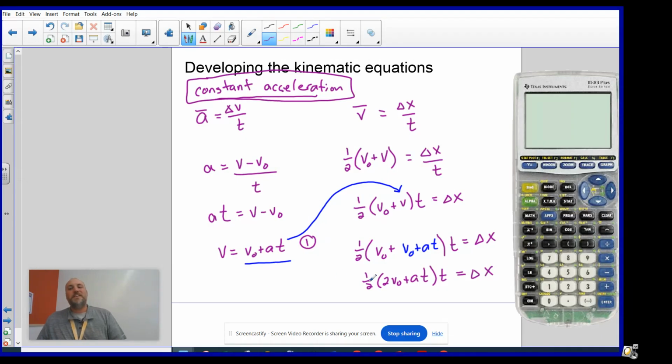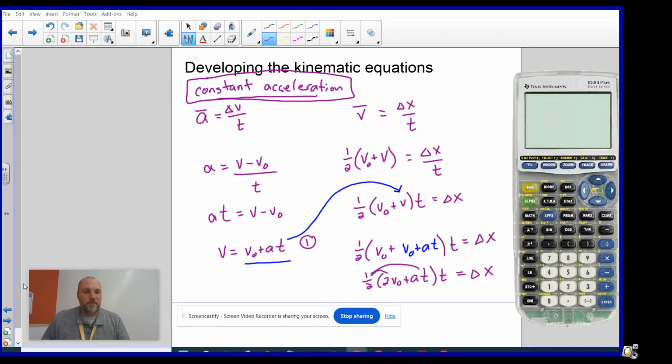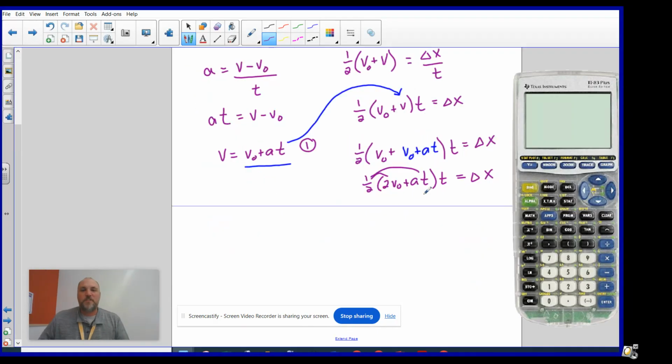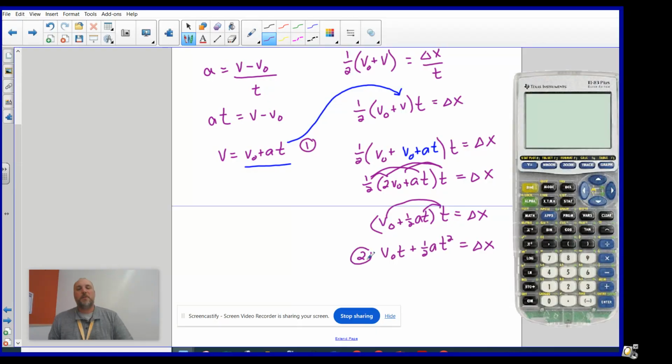Now, when I see a number next to a parentheses, I'm compelled to distribute. So I'm going to go ahead and distribute that 1/2 into the parentheses, and I'm also going to distribute the t as well. So when I distribute the 1/2, I get v naught plus 1/2 at, and then I'll go ahead and distribute the t as well. So when I distribute t like this, I get v initial t plus 1/2 at squared is equal to the displacement. And this is referred to as the second kinematic equation.